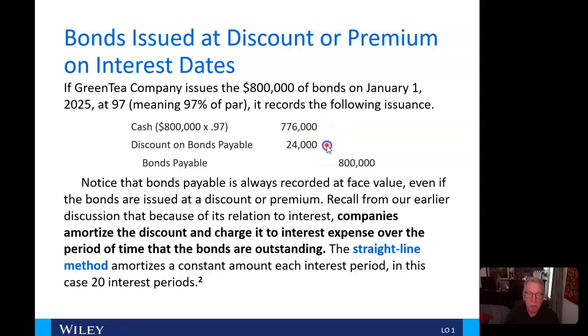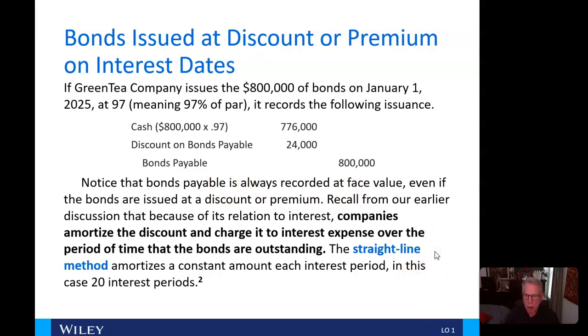The discount was 24,000. So that's a debit. And we will always credit bonds payable for what's written on the bond, the face value, 800,000, even if those bonds are issued at a discount or premium. So recall from our earlier discussions that because of its relationship to interest, companies amortize the discount and charge it to interest expense over that period of time that the bonds are outstanding.